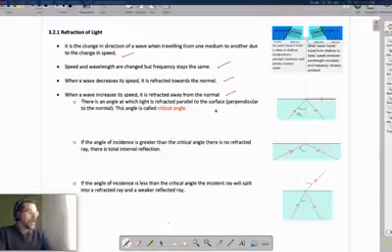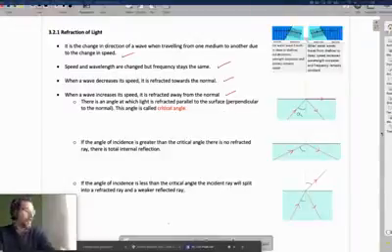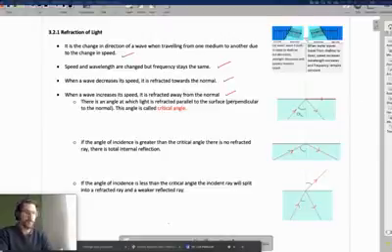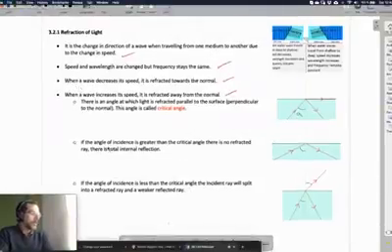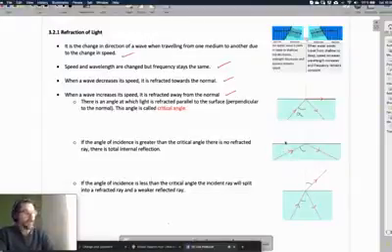We'll say that there is an angle at which light is refracted parallel to the surface, perpendicular to the normal, and that angle is called the critical angle. If the angle of incidence is greater than the critical angle, there is no refracted ray, and there is a process called total internal reflection. If the angle of incidence is less than the critical angle, the incident ray will split into a refracted ray and a weaker reflected ray.